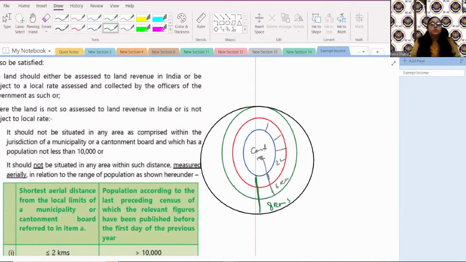Suppose they say the population is 7 lakhs. So 7 lakhs means within a 6 kilometers range, anything which would be coming would be a farm building. If the cantonment population is 11 lakhs, then within 8 kilometers, anything which is coming would be your farm building. Clear? Any doubt?